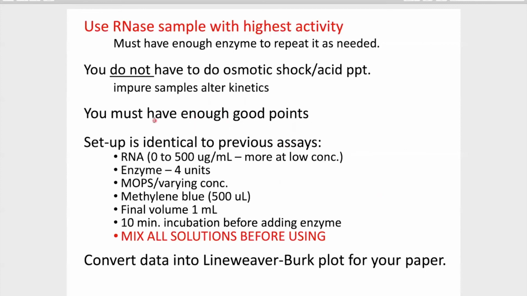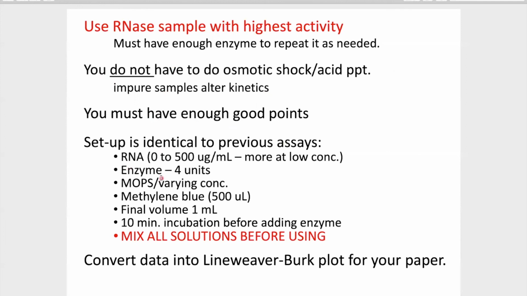You must have enough enzyme to repeat it as needed, right? This more or less isn't going to really affect you guys because you'll be given the online data. But if you were going to do this in class, you do not have to do osmotic shock or acid precipitation. Impure samples alter kinetics, right? You must have enough good points. Your setup is identical to previous assays, right?